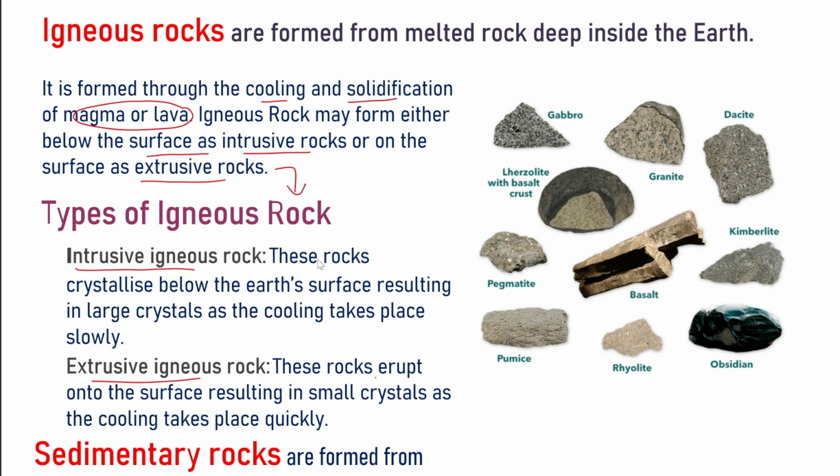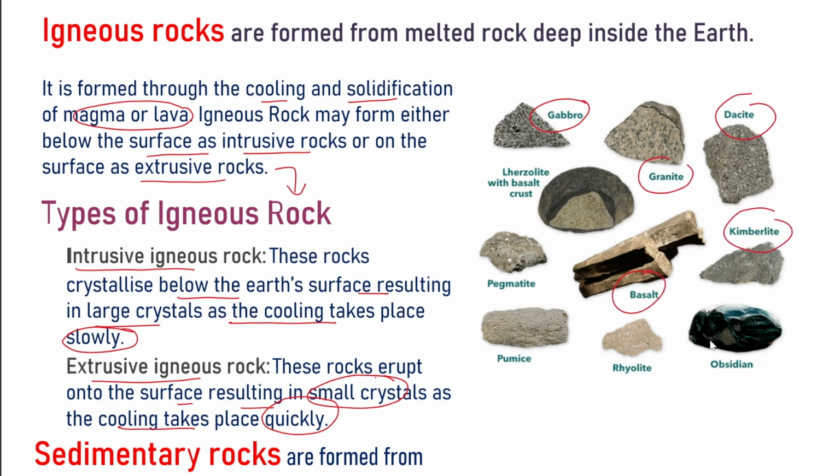rocks. Intrusive igneous rocks crystallize below the Earth's surface, resulting in large crystals as cooling takes place very slowly, while extrusive igneous rocks erupt onto the surface, resulting in small crystals as cooling takes place very quickly. Here are some examples of igneous rocks: gabbro, granite, dacite, kimberlite, basalt and obsidian, etc.